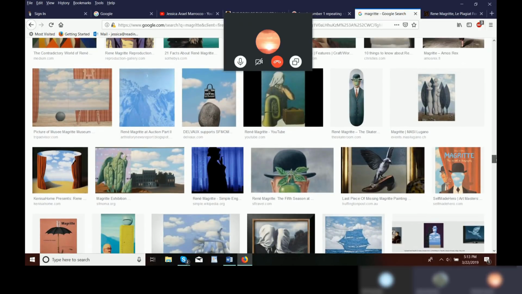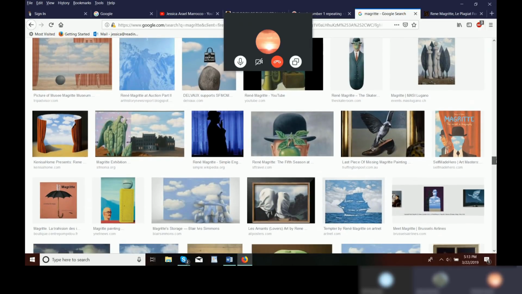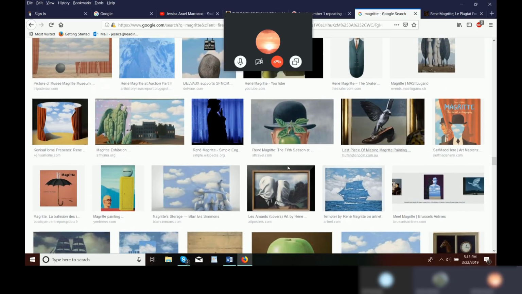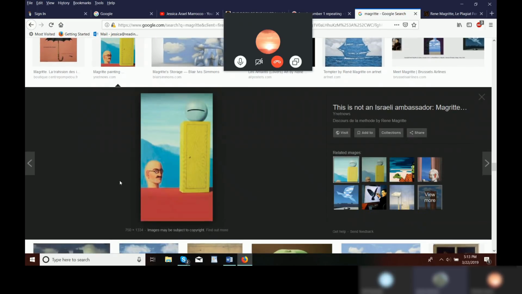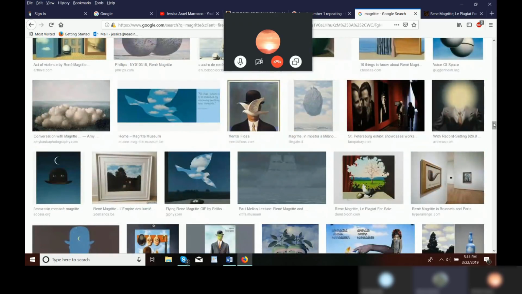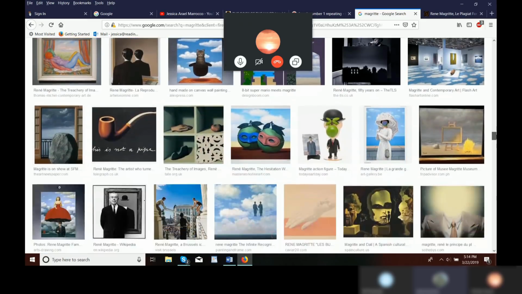Look at the one that has that ball, and it looks like Gandhi. Or I don't know who that is. This is not an Israeli ambassador. I don't know if that's one of his works either. Oh, maybe it is by him. But it is interesting, right? Yeah, it is. Oh, I think I went too far because I was going to point out something back here.